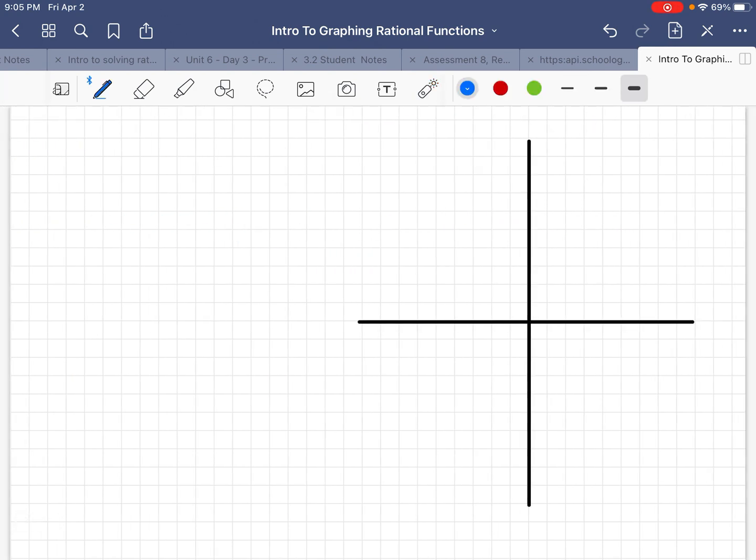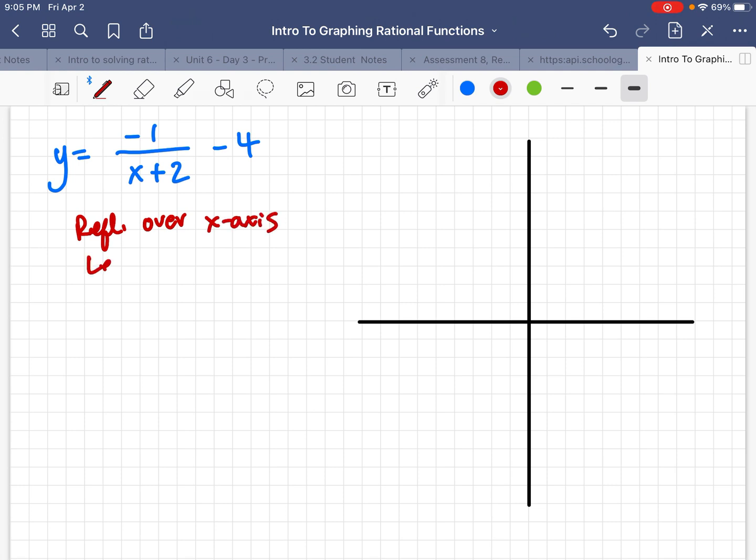And let's say we had y equals negative 1 over x plus 2. And let's do a minus 1 over here. How about minus 4, actually? All right, so 3 things happen to this. This negative up here, remember, that causes a reflection over the x-axis. And then the plus 2 causes a left 2. And the minus 4 causes down 4.